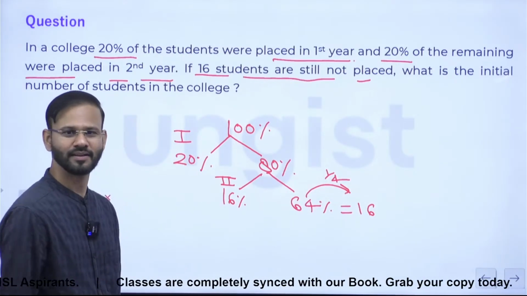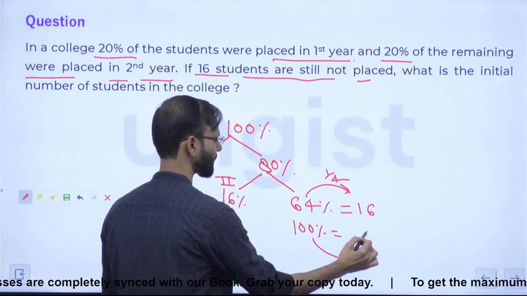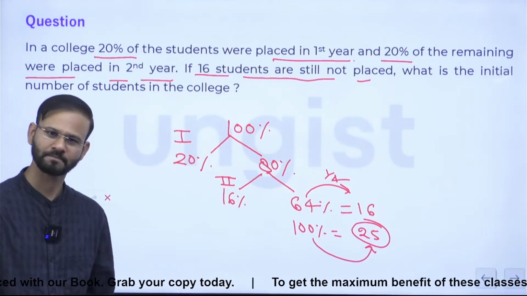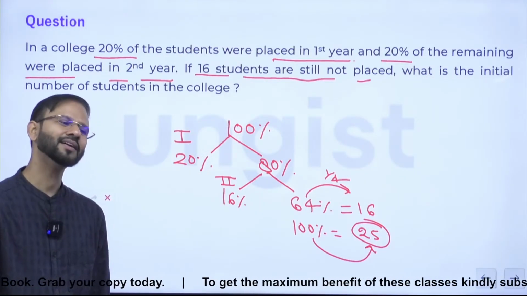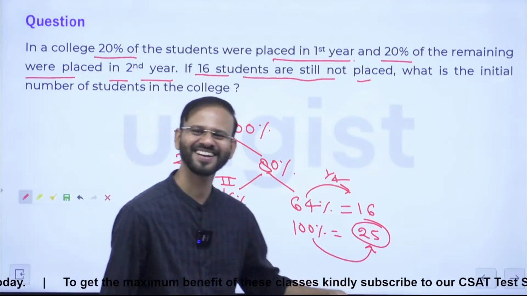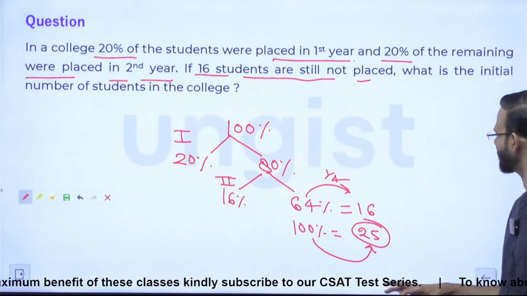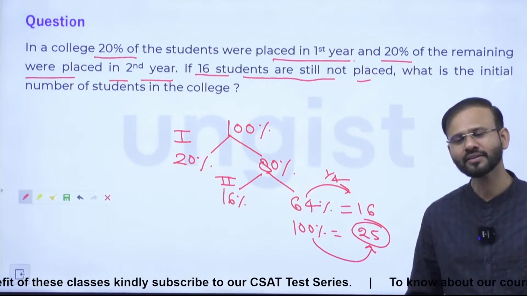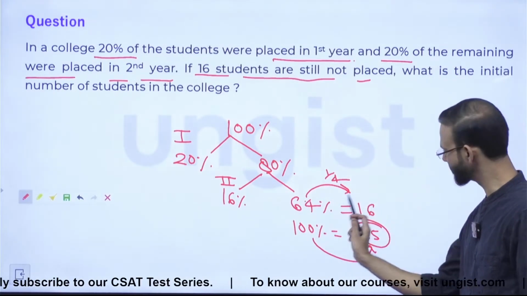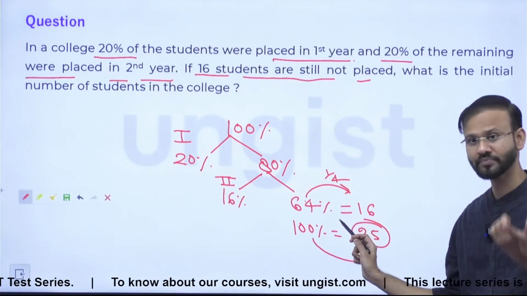So that's the percentage. So 100% is what? 25. This is the answer, guys. Is that tough? Come again? 100% is equal to 25. See, this is 1/4 of this, right? If 64% of some value is equal to 16, then what is 100% of that value?